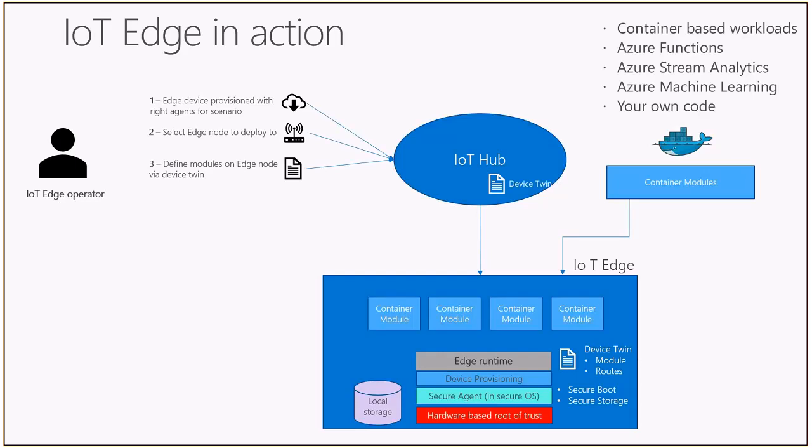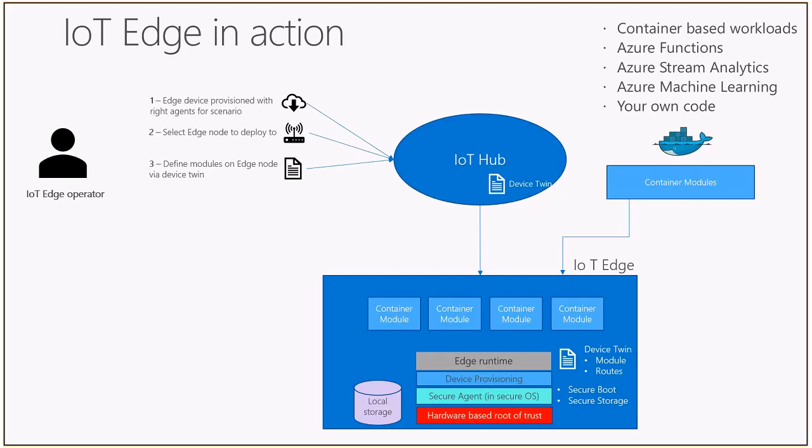And on the right-hand side, what you see is you can actually create these modules. The modules are basically container-based. They are Docker container-based modules. And we currently support Azure Functions, Azure Stream Analytics, and Azure Machine Learning. Along with your own code, you can create custom modules. So whatever you create, Azure Functions, which you have been working with on the cloud, you can create the same things for the edge and bring them down as container images to be run on IoT Edge.